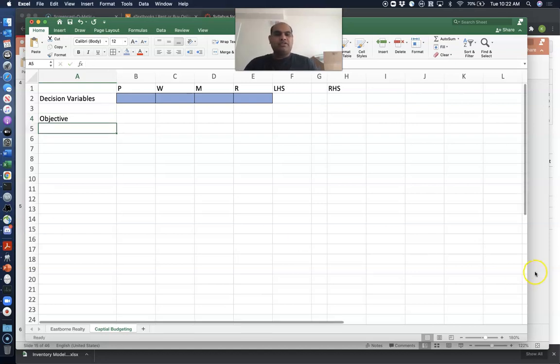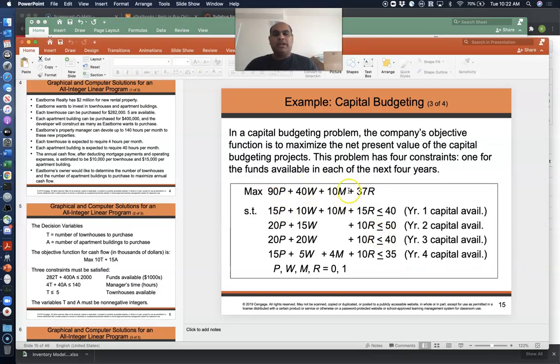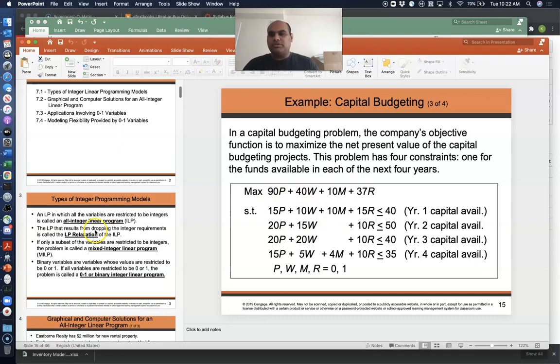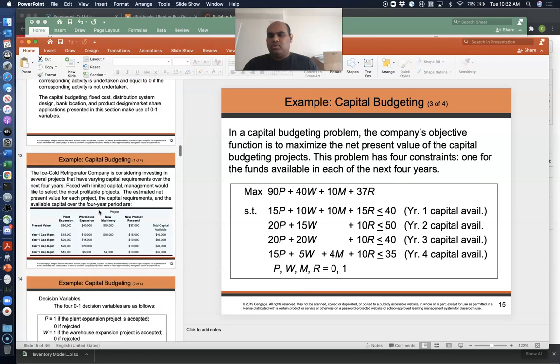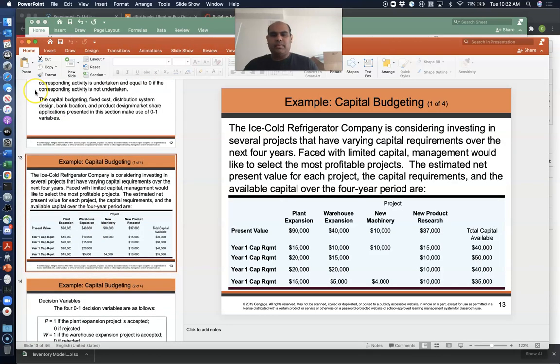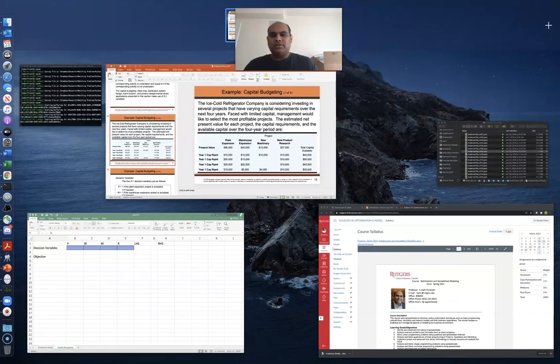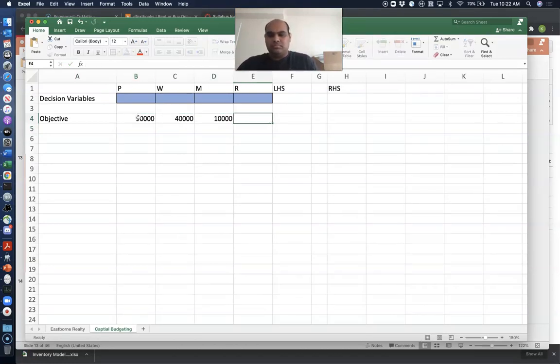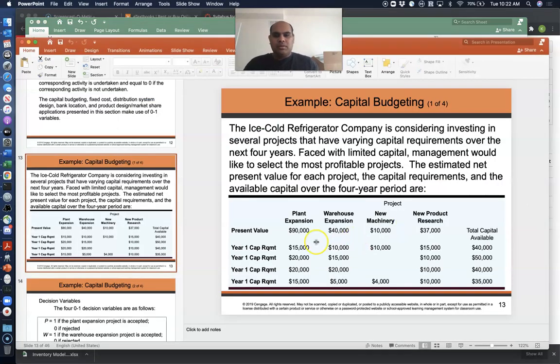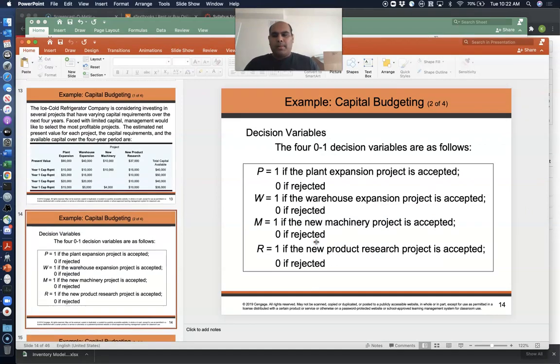The objective is to maximize the net present value. Again, I'm not going to do everything in thousands. I'm just going to put in the actual numbers, right? Okay, 90,000, 40,000, 10,000, and 37,000.